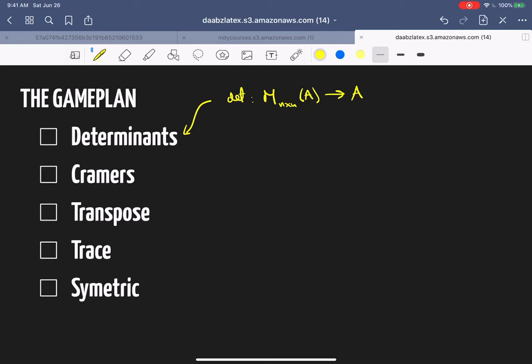So the easiest way to start is with the smallest square matrices. Those would be 1 by 1. So say that the matrix A is just a 5. In that case, the determinant of A is simply just the number 5. Okay, that's like the easiest thing in the world.